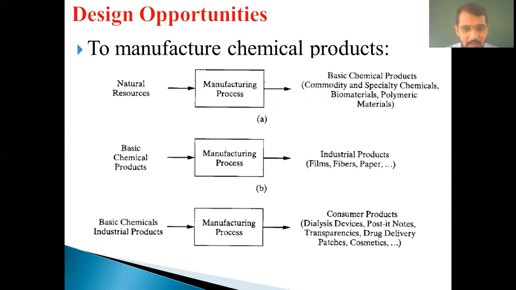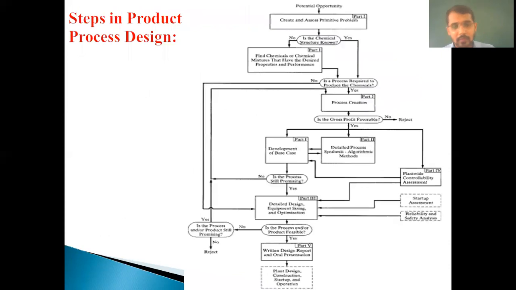Then check whether a process is required to carry out the chemical manufacturing or not. Means you have to find whether any process is involved in the manufacturing of that product. If yes, then create the process required for that manufacturing. After that you have to see whether any improvement is needed in that process. If improvement is needed, then go for further improvement.